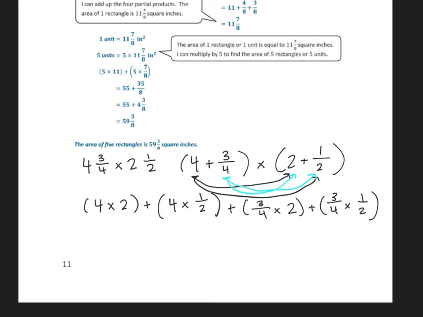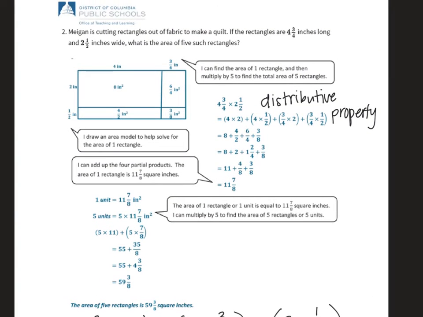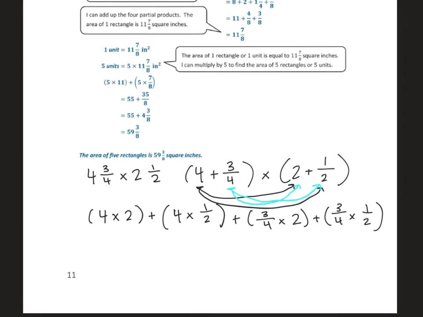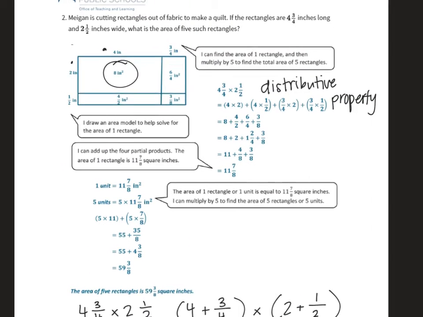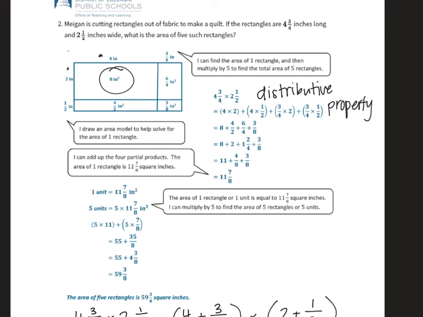Okay, now, if I scroll up to the area model, everything I wrote here is going to be on there too. So 4 times 2, if I look up here, this is where I multiplied 4 times 2, right? The 4 here times the 2 right here, okay? If I scroll back down, the next one I had was 4 times 1/2, all right? That's right here where I multiplied this 4 times this 1/2, okay?